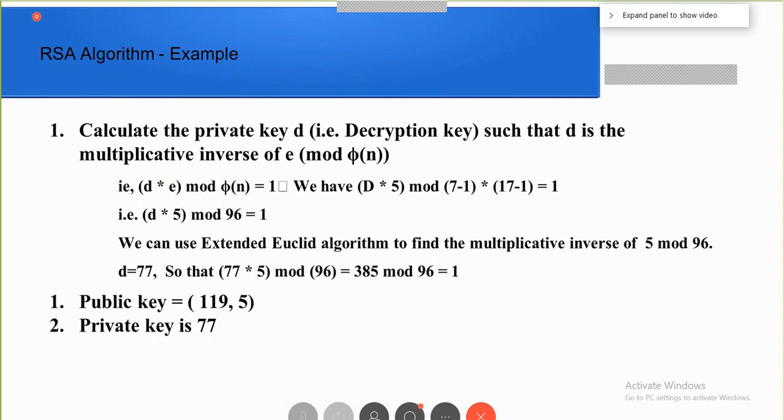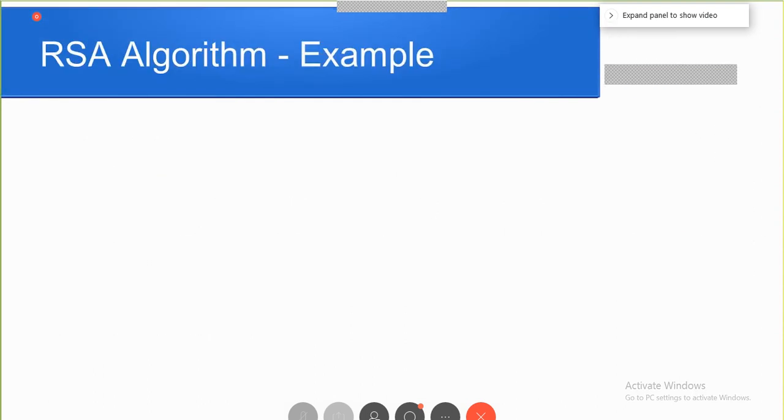So here the public key is n, which is p into q, 7 into 17, that is 119, and E, that is 5, and the private key is 77. And this private key is available to Bob, who is the recipient.